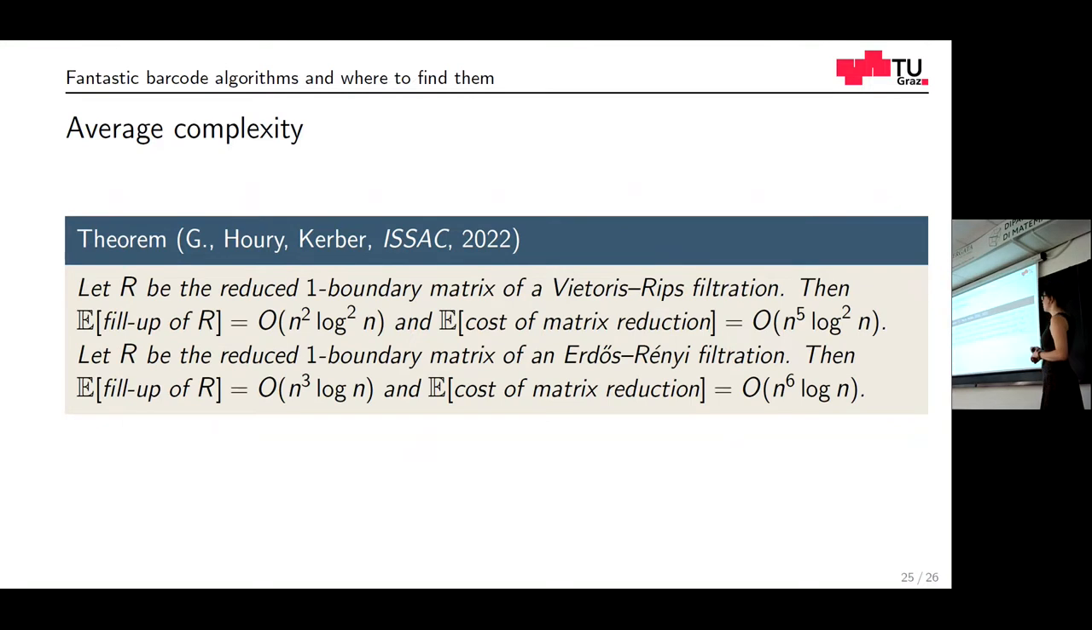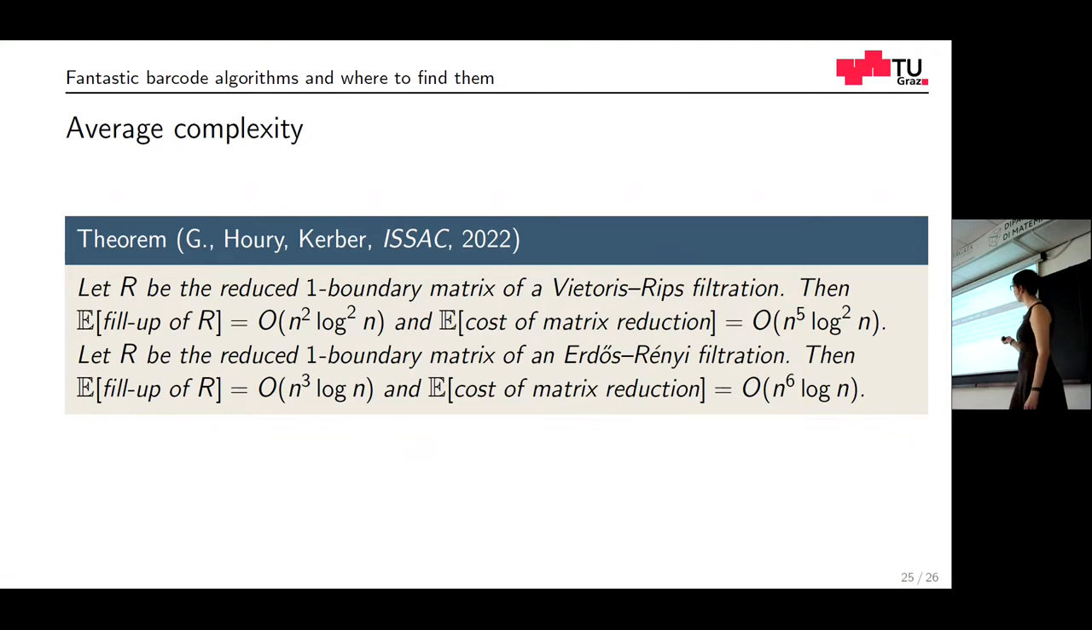And this is what we did for the Vietoris-Rips filtration and for the Erdős-Rényi filtration. For the Vietoris-Rips filtration, we take a domain, in this case a high-dimensional cube, and then we sample the points randomly, with uniform distribution. And then we have the bound on when we can have new Betti numbers, a new bar. And then the fill-up is as small as this, times the number of columns, which is n cubed. And then the Erdős-Rényi model is where we have n points, and we randomly order the edges between them, and then take the clique complex.